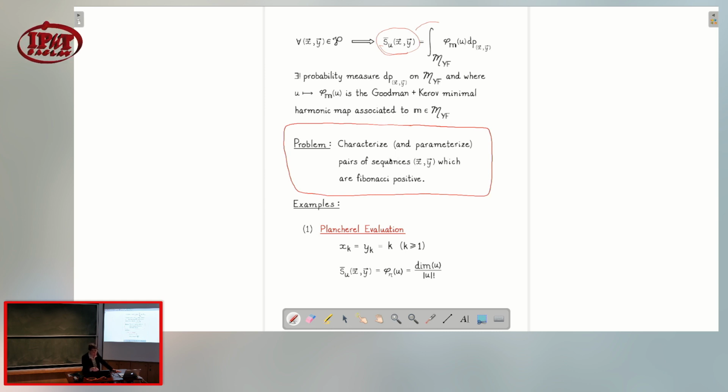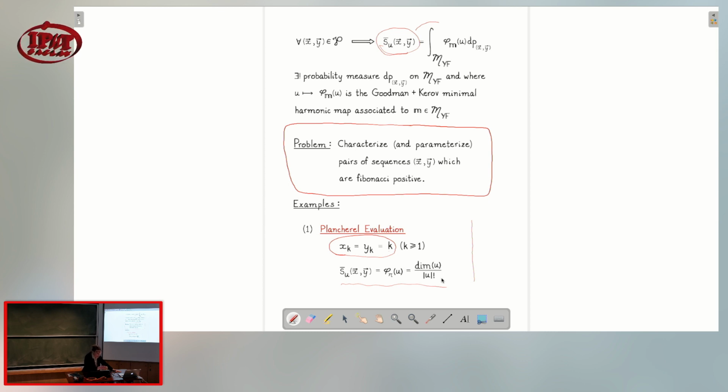characterize or parameterize these Fibonacci positive pairs of sequences. They're very hard to find, but I do have some. For example, one example is to just specialize all of the x_k and y_k to be k for all k. In that case, you recover the Plancherel function.